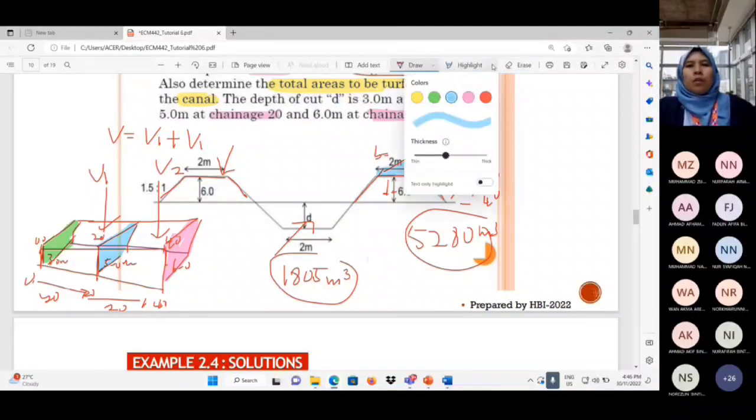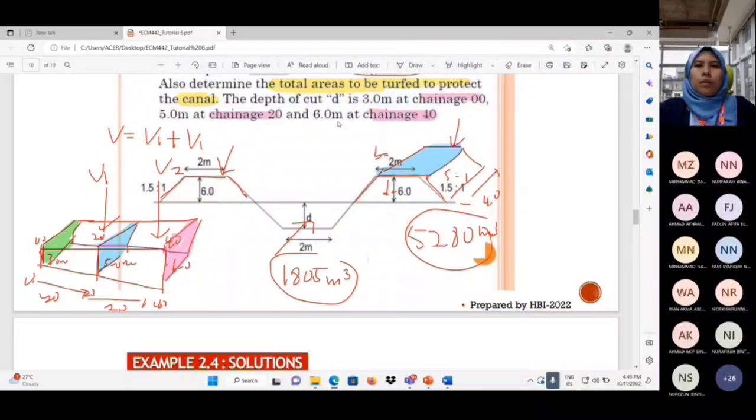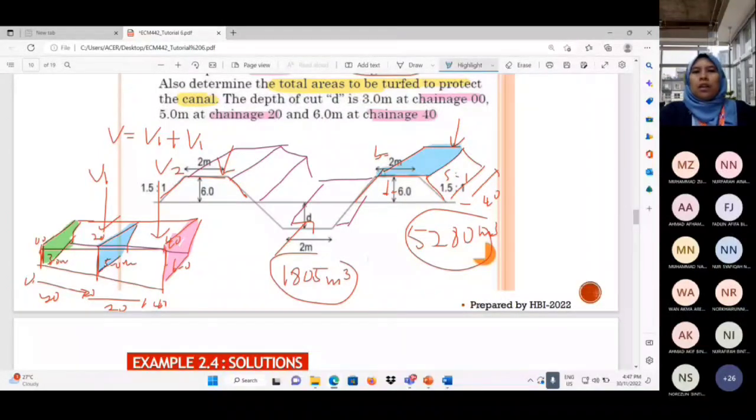You need to cover. So you have to identify which areas you need to cover. Here is an example, an open earth canal. The flat area at the bottom here is the flat area, and on top of your embankment is also the flat area.